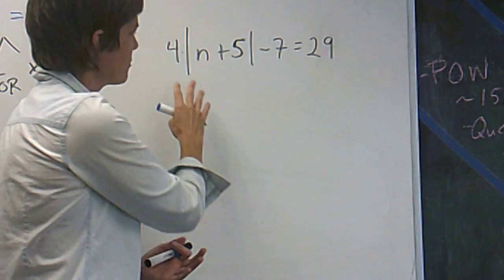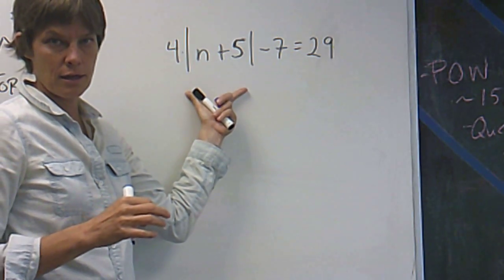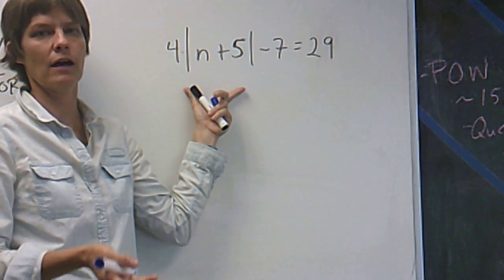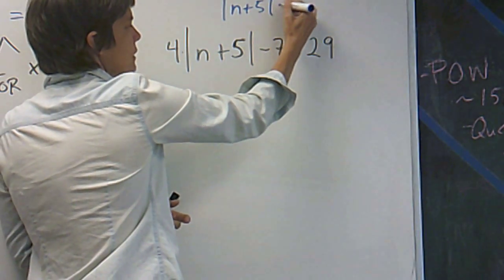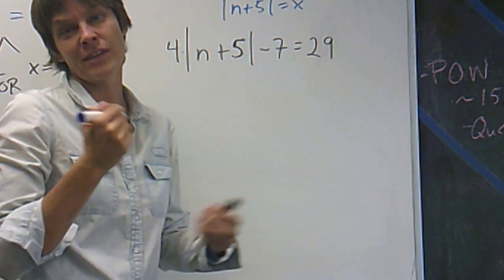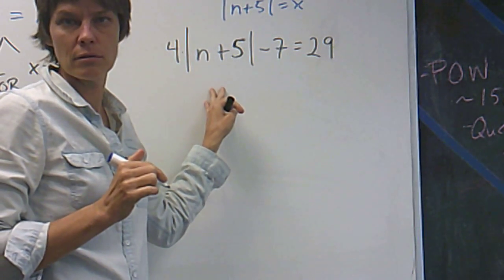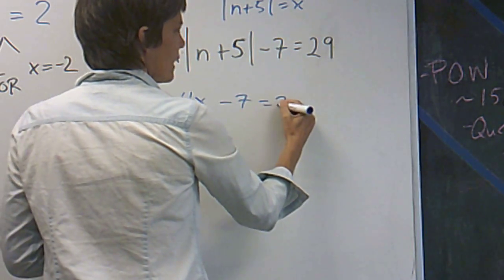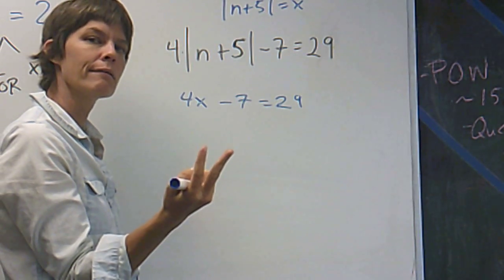So here's how we approach this. You treat this whole thing like it's a value, the whole absolute value thing. Let's let n plus 5 equal x. So we'll just solve for x and then we'll deal with this. That's sort of like what you want to do in your brain. So leave this alone for a bit. If you said 4x minus 7 equals 29, we can solve this pretty easily in 2 steps, can't we?